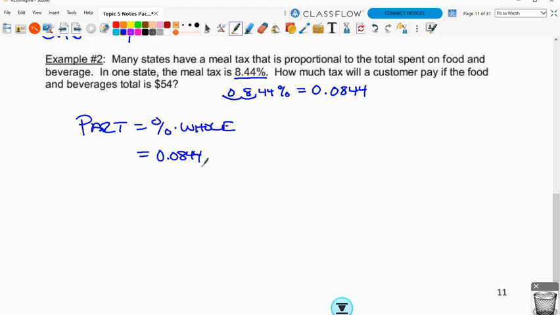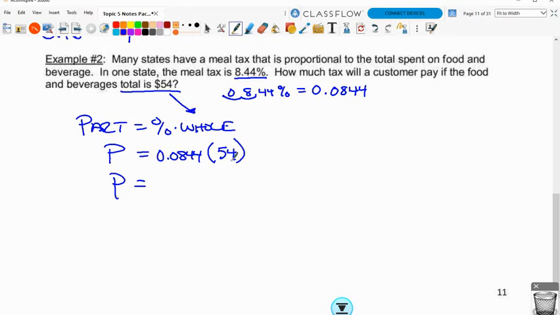Now, the other value that was given, okay, it says, how much tax will a customer pay if the food and beverage total is $54? That was the whole bill, all right? The people, when they ordered their food and beverage, their entire bill came to $54. So that's going to go right here in our equation, which means that the part, which is the tax that we're looking for, is going to be P. We're looking for the amount of tax, which is part of the total bill. So notice that P is all by itself here on the left-hand side of the equation. To get its value, all you have to do is multiply 844 10,000ths by 54.